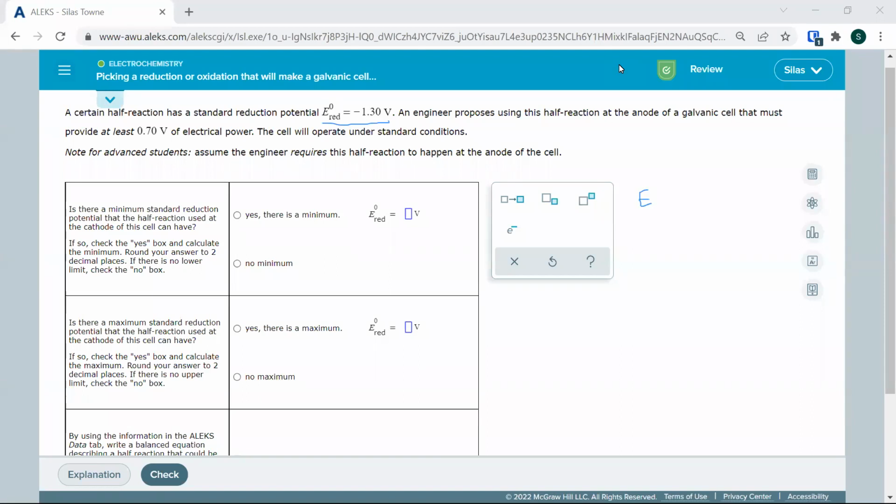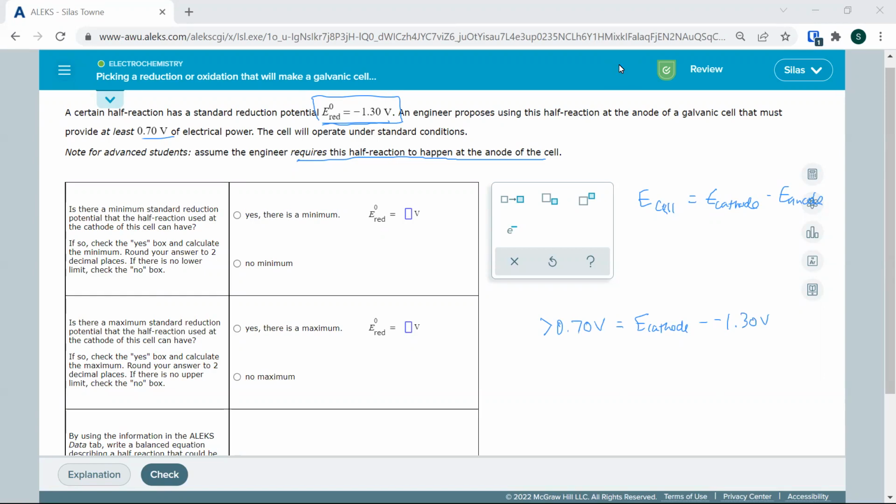And so what is that? Well, the cell that we want to operate is equal to the cathode minus the anode. Now, it's telling us that this half reaction happens at the anode, and so it's at negative 1.3. We also know it needs to operate at greater than 0.7, and that's equal to some cathode minus our negative 1.30 volts.